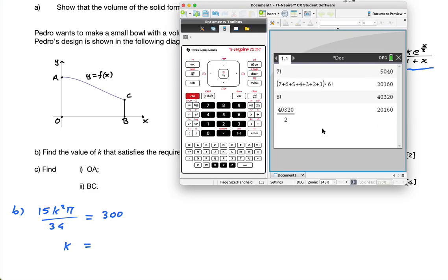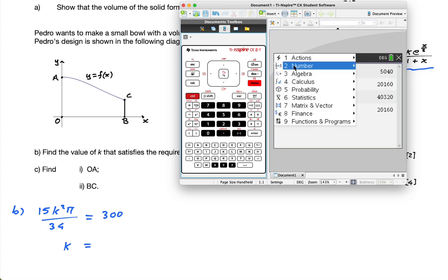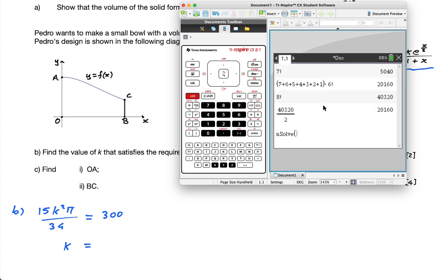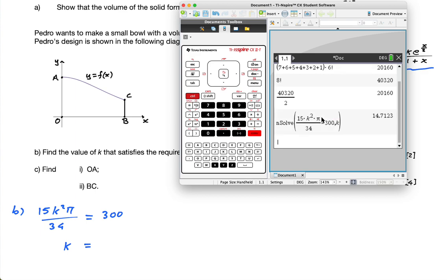I'm just going to go to numerical solve, guys. I'm going to go menu, algebra, numerical solve, 15 times k squared times pi divided by 34 equals 300, comma k, and I get 14.7123.